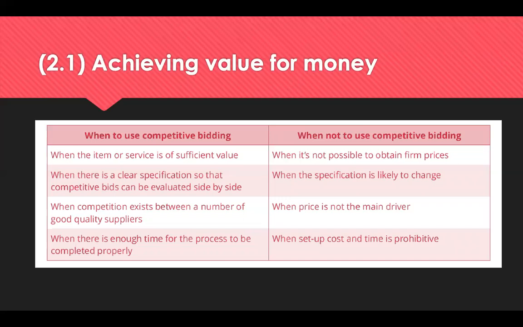Now, you can see on the screen there's different ways that we can do that, and when we should and when we shouldn't use competitive bidding. So you should use competitive bidding when you've got sufficient value in terms of the tender, so it's worthwhile for the supplier, where you can clearly specify it, and where competition exists in the market. So it's no good doing it if there's only one supplier.